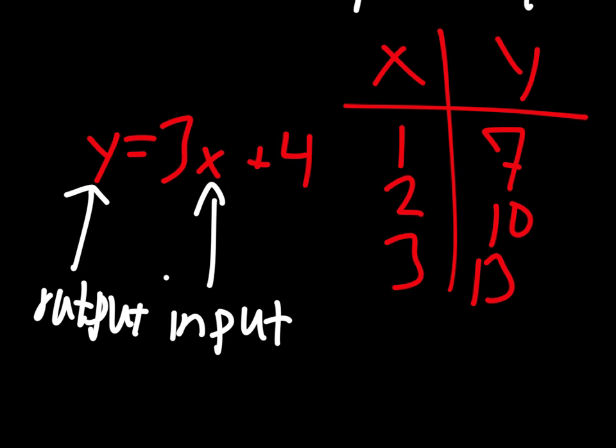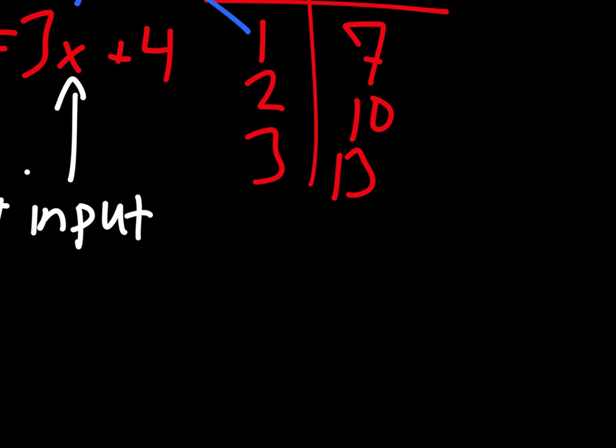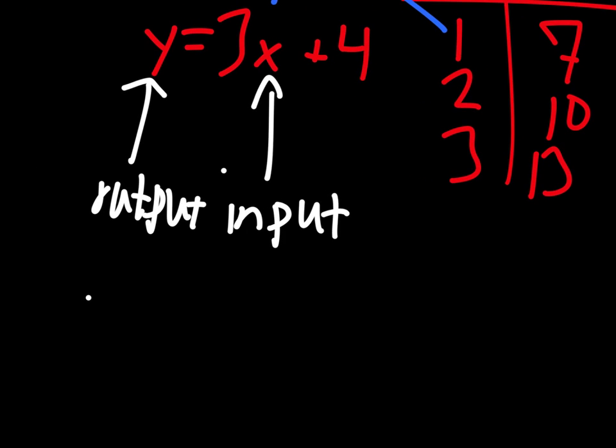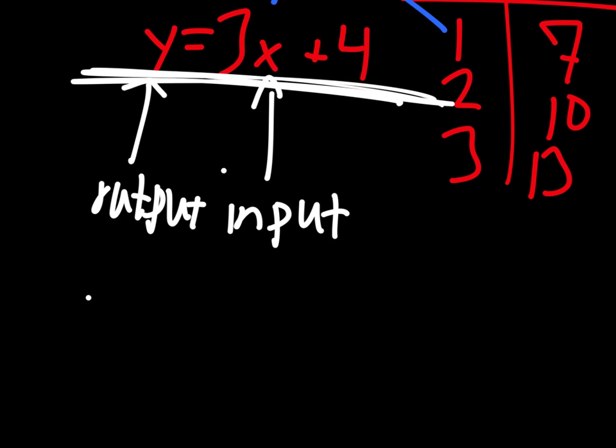And you can test it if you put 1 into our x. 1 times 3 gives you 3. 3 plus 4 is 7. Bam. 2 times 3 is 6. 6 plus 4 is 10. Bam. 3 times 3 is 9. 9 plus 4 is 13. There you go. Okay. So, let's see. This is an example of a function, okay? And this right here is called an equation, okay?